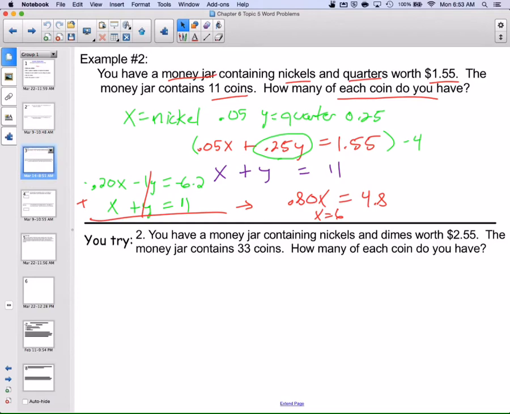I can then just take the x, I'm going to put the 6 into my x plus y. So if I know I have 11 coins, 6 of them are nickels, that means 5 of them have to be quarters. So my final answer, as I run out of room here, should be that we get 6 nickels, so this is my answer in context, and 5 quarters. All right, why don't you guys try the same one on the bottom, and we'll go from there.